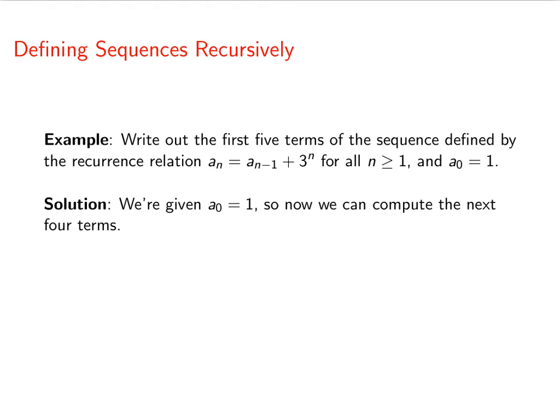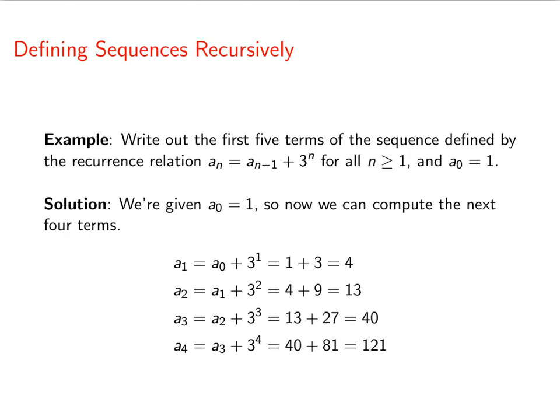Now we're given the first term, so we'll just compute the next 4 terms using the recurrence relation. To figure out what a1 is, we'll just plug in n equals 1 into the recurrence relation. So that's how we get a1 is equal to a naught plus 3 to the first, and so we end up with 4. And we can keep doing that until we have 5 terms. We started with a0, and then we get a1, a2, a3, and a4. Notice that that's 5 terms. Even though we're stopping at a4, there's 5 terms because we started at a0.